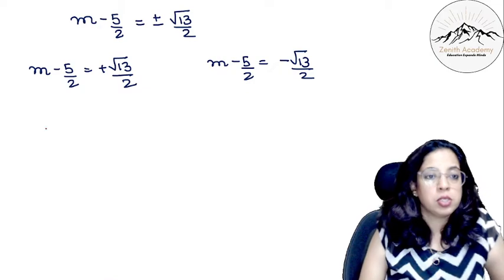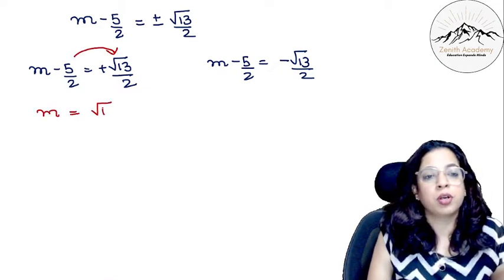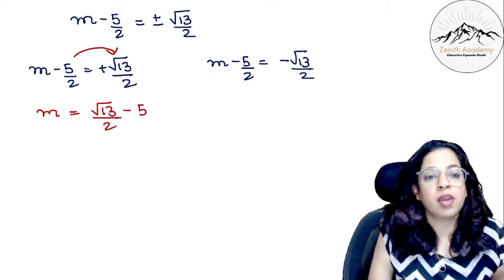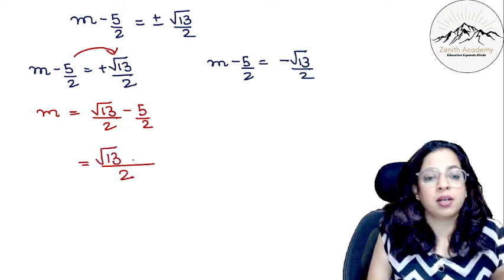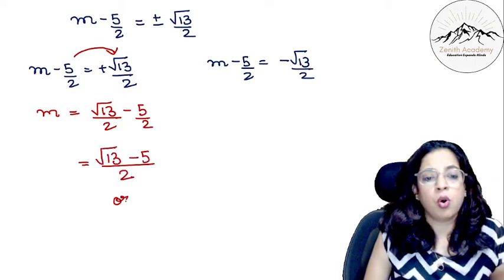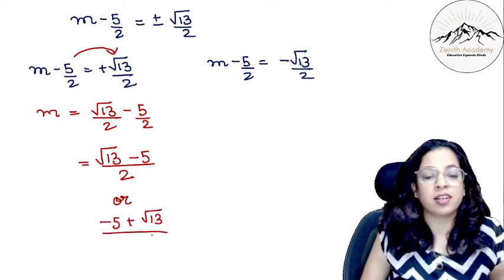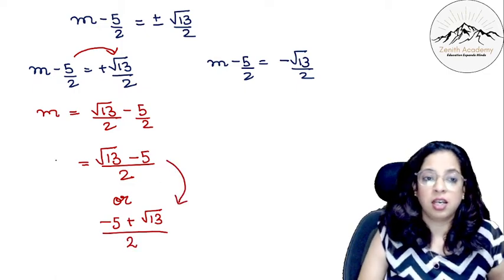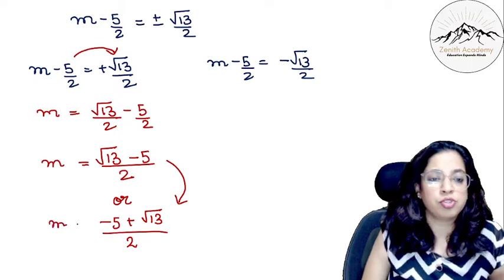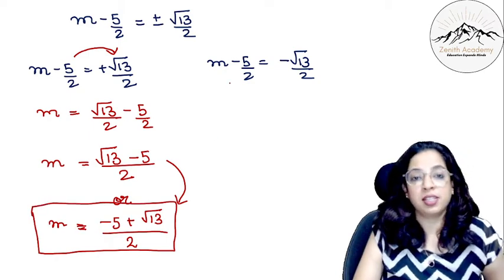Correct? So now take this minus 5 by 2 on the other side. So m is equal to root 13 by 2 plus 5 by 2. So 2 is the common denominator. You can write either root 13 plus 5, or you can write 5 plus root 13. Usually these roots are written on the right hand side. So that is why we convert it and write it like this. Otherwise this is also perfect. No need to change. But this is the standard way in which root is written. So if you know the standard way, you should be writing in the standard way.